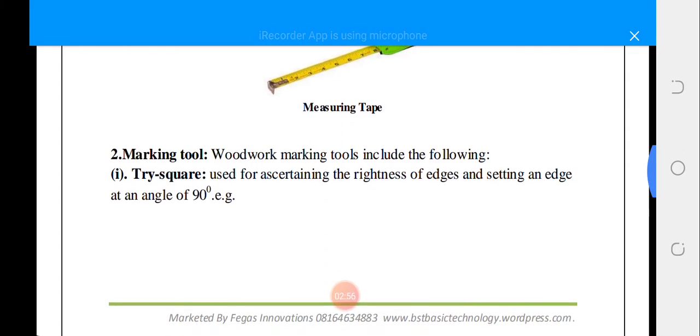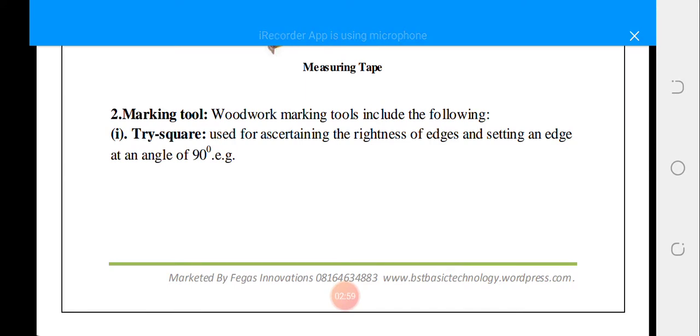And another group is the marking tools. That means we have different types of woodwork tools that are called marking tools. And what are the marking tools? The marking tools are used to mark out certain points, just like the measuring tools are used to measure. The main measuring tool that we mentioned here is the meter rule. So whenever you are working on your wood and you are trying to measure anything, you just need the meter rule. But the marking out tools are used to mark out some points.